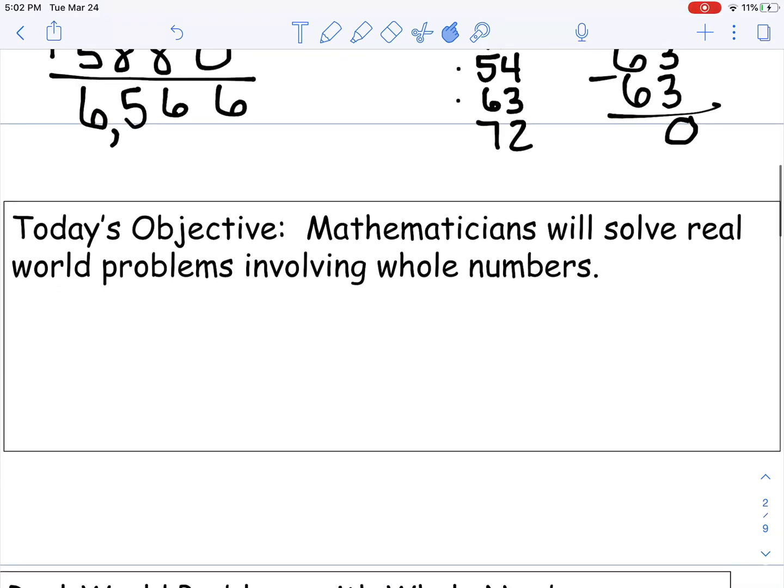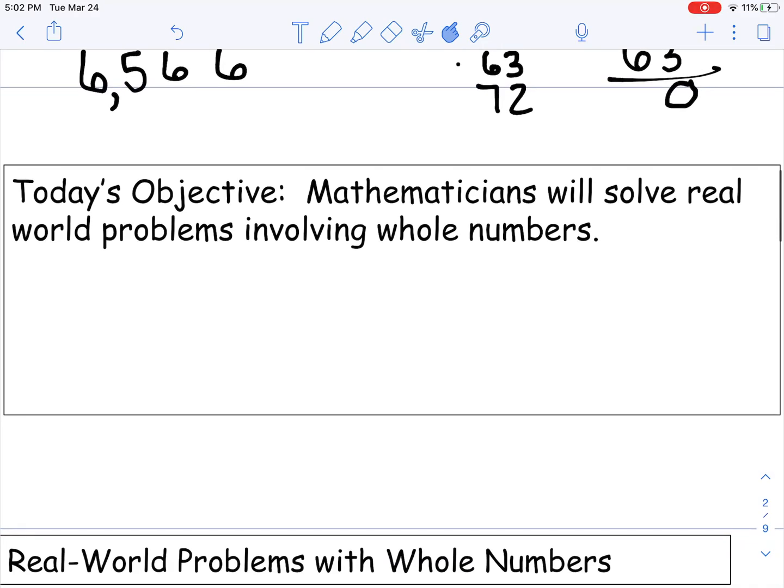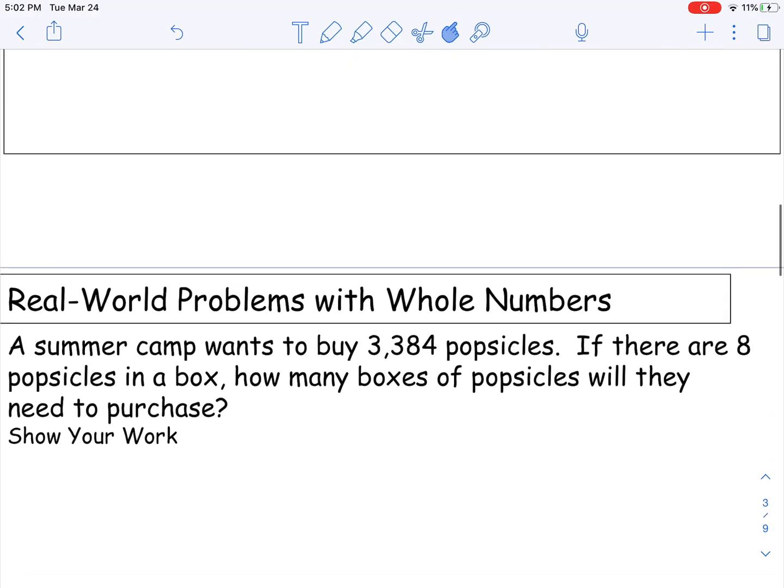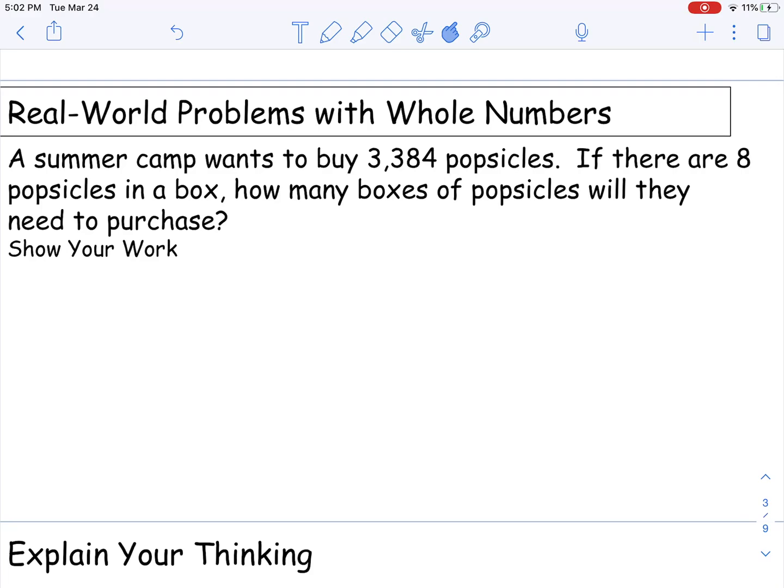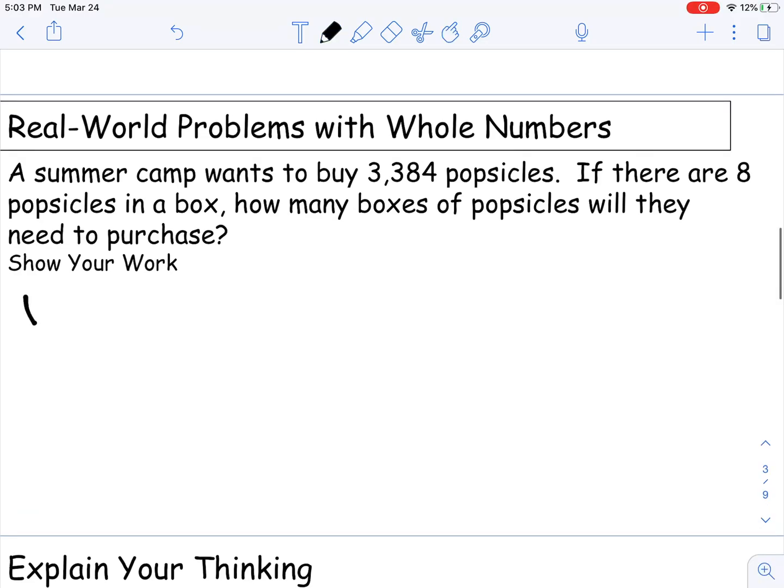All right, like I said earlier, we're going to do some real-world problems with whole numbers. So problem solving with those whole number computations. First one, a summer camp wants to buy 3,384 popsicles. If there are 8 popsicles in a box, how many boxes of popsicles will they need to purchase? So who or what is this problem about? It's about a summer camp. What are they doing? Well, they're buying some popsicles. And what do we know about the popsicles? Well, they want 3,384.